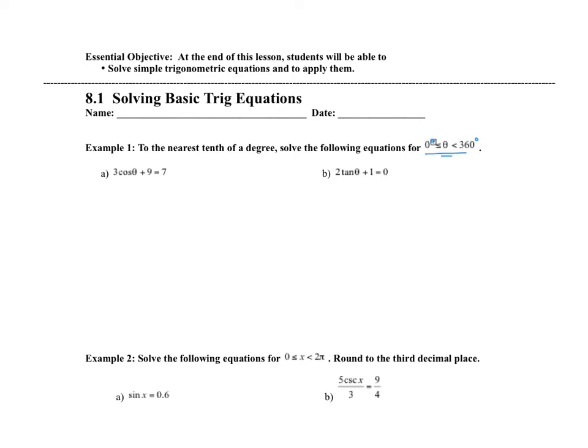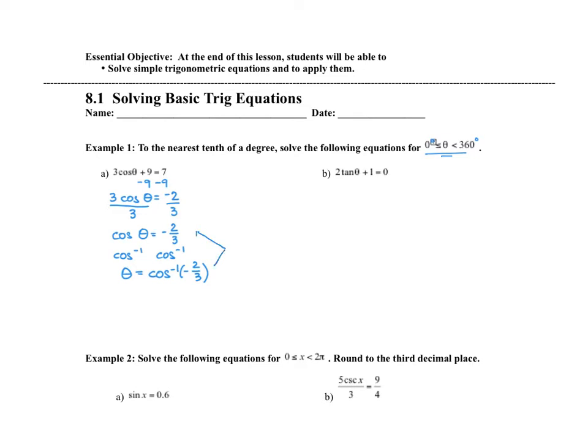And then to solve the first example, we want to try and isolate the variable, so we're going to subtract 9 from both sides to start. We'll get 3 cosine of theta is equal to -2. When we divide by 3, we'll get the cosine of theta is equal to -2/3. And to get rid of the trig function, we'll take the inverse cosine of both sides, which means we're left with theta equals the inverse cosine of -2/3.